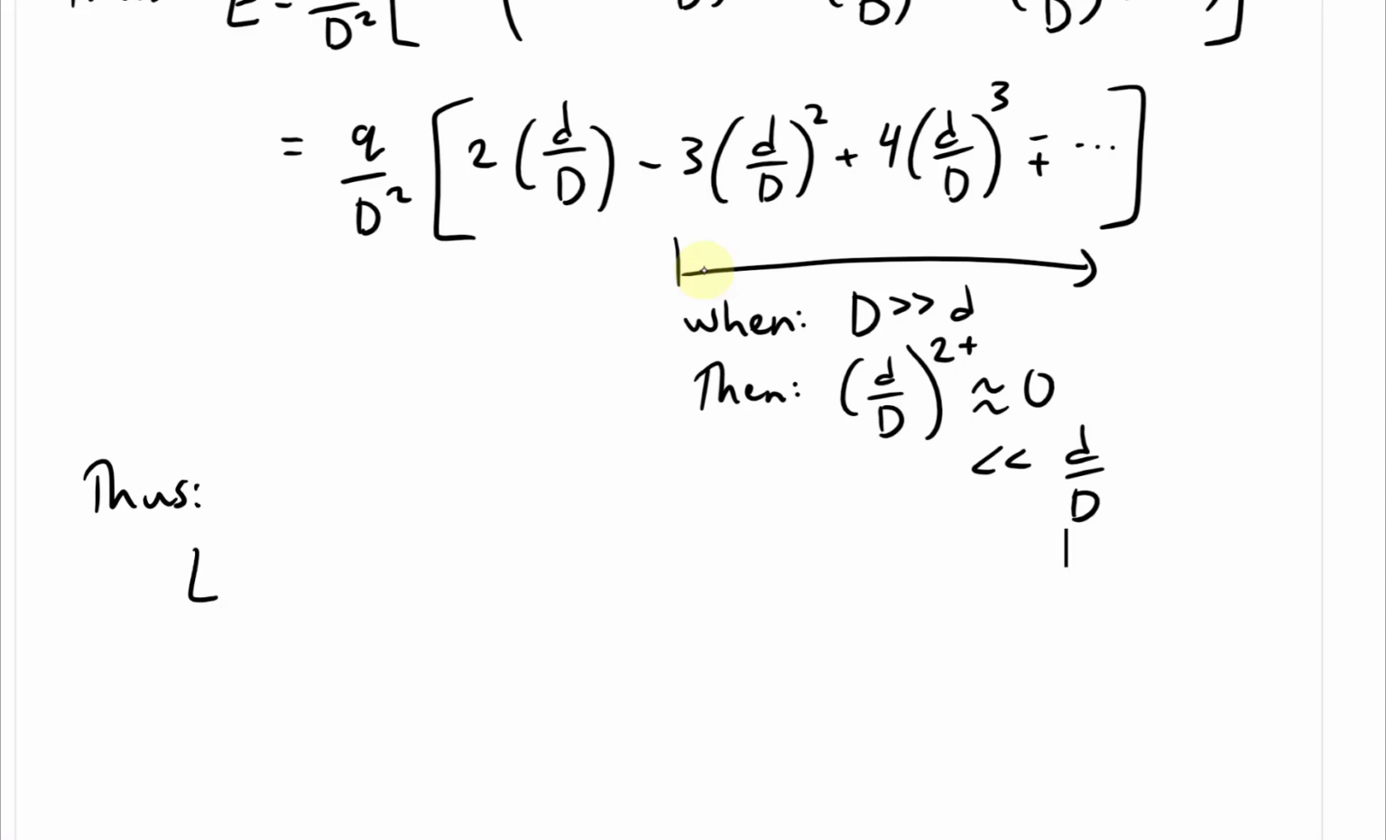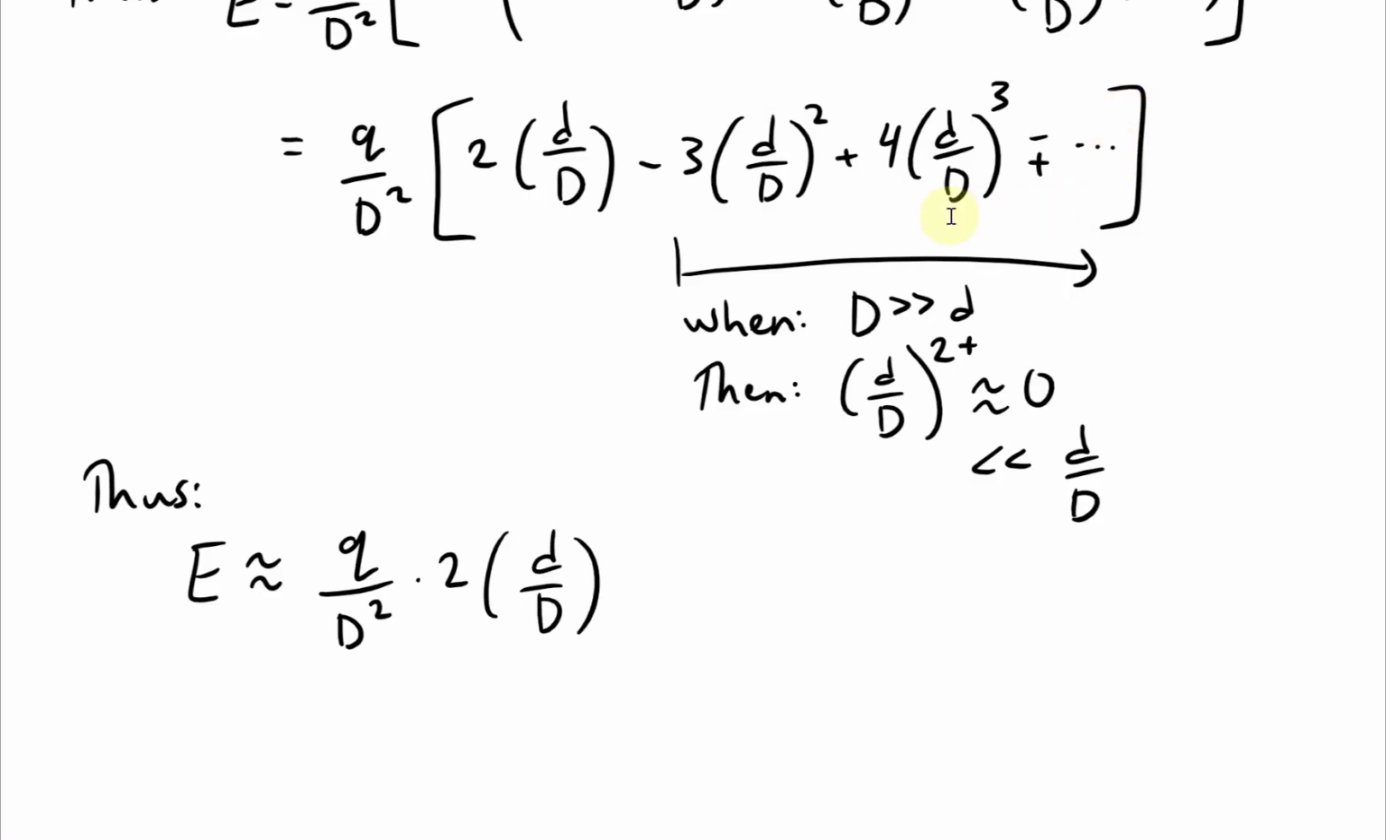So thus we could approximate the electric field as approximately equal to q over d squared, and then we just get rid of all of these other terms. So it's multiplied by 2d over capital D. In other words, this part is going to equal 2qd divided by capital D cubed. So in other words, it's proportional to 1 over capital D cubed. And that is what we have.